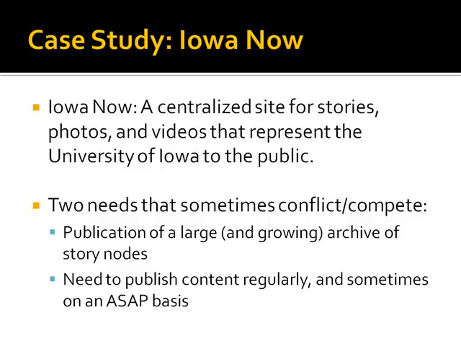So what we have is this sort of two competing needs. We have this large and growing archive of story nodes, which requires some level of page caching. But we also have the need to publish content regularly. I think we usually average 8 stories a day that go out. And occasionally we need to do something on an ASAP basis. Sometimes we'll have a breaking news piece that we need to get out right there. And page caching can kind of get in the way of that.